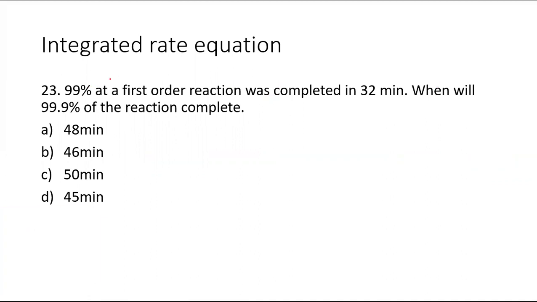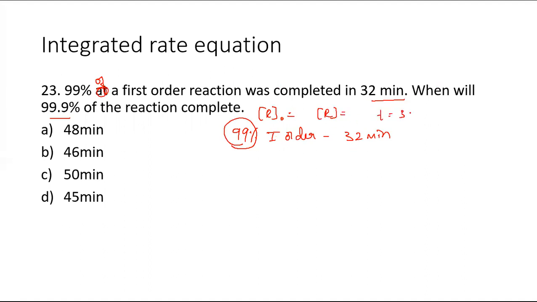99% of a first order reaction was completed in 32 minutes. When will 99.9% of the reaction be complete? Okay, look here, is the question clear? Time taken for the 99% first order reaction to complete is 32 minutes. So from the percentage, you can extract the initial concentration as well as the final concentration, right? And time is given, that is 32 minutes.